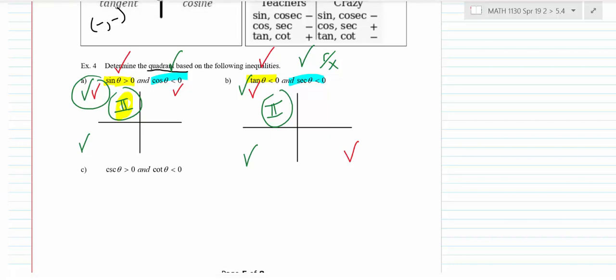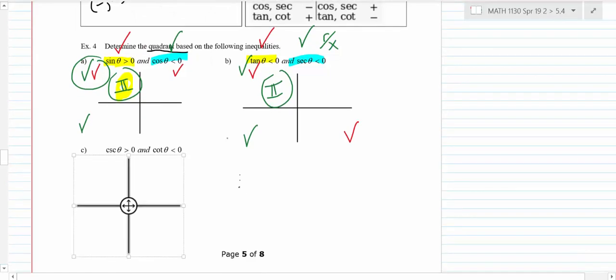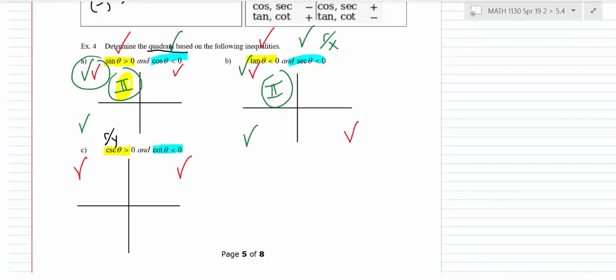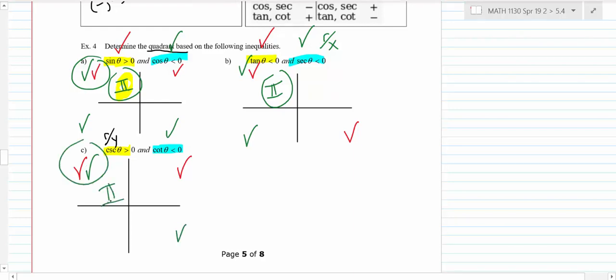Okay, and the next one, I'm going to go like this. Cosecant positive. Remember, the cosecant's r over y, so that's going to be positive above the x-axis. That's the two quadrants where cosecant's positive. Then I've got cotangent negative. Cotangent's going to be negative here and there. Oh, it turned out to be quadrant 2 again. I could have come up with better examples, but that doesn't matter.